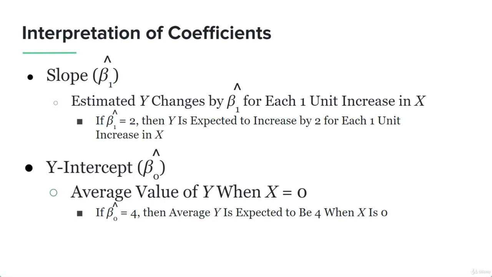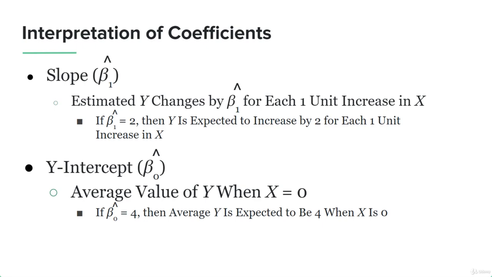So what I mean by that is, if beta 1 is 2, then y is expected to increase by 2 for each unit increase in x. So the relationship over here is defined to be linear. If we're increasing x, y increases as well. But the beta 1 will determine how much this increase will be.